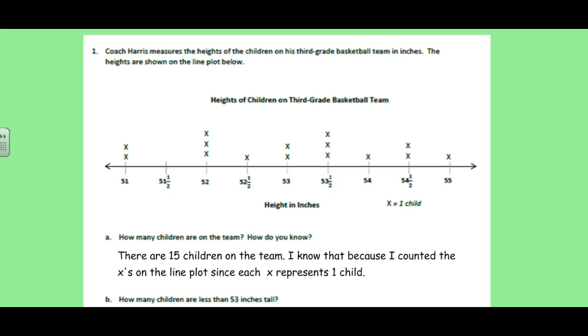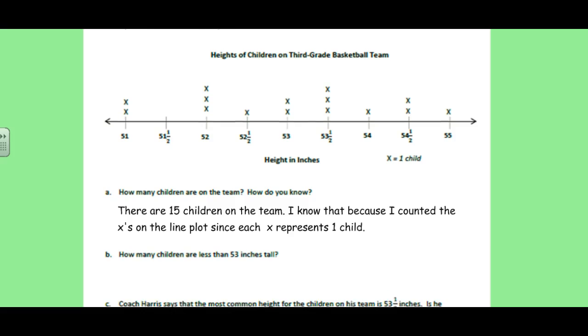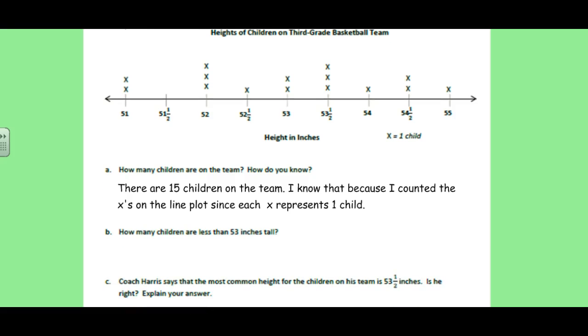Okay, so you should have counted that there were 15 children on the team, and you should have answered that you know that because you counted the X's on the line plot since each X represents one child. Now we're going to move on to question B. It says, how many children are less than 53 inches tall?